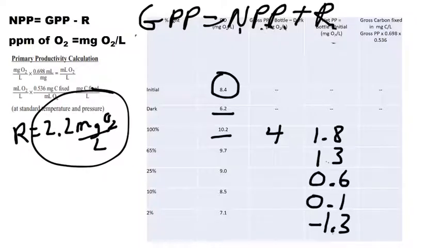So for the 65% bottle, let's take the net primary productivity, which was 1.3. And let's add to that the amount of oxygen used up by respiration, which was 2.2. So 1.3 plus 2.2, we end up with 3.5. Complete that calculation for the 25% bottle. The net primary productivity was 0.6. The amount of oxygen used by respiration was 2.2. So that puts us at 2.8.